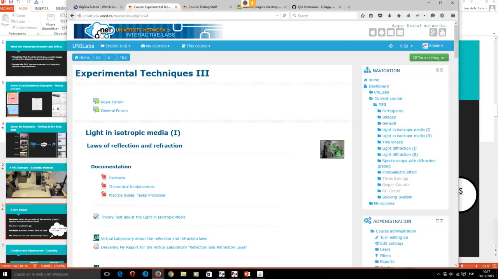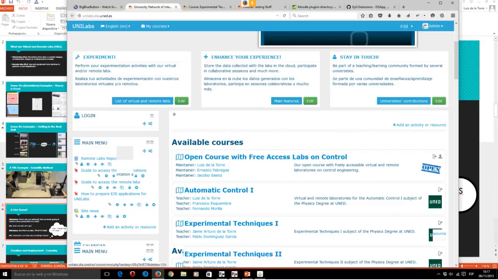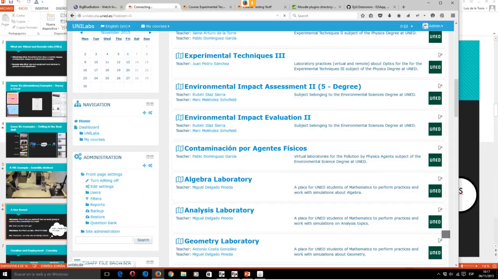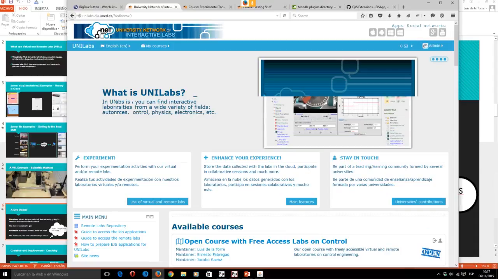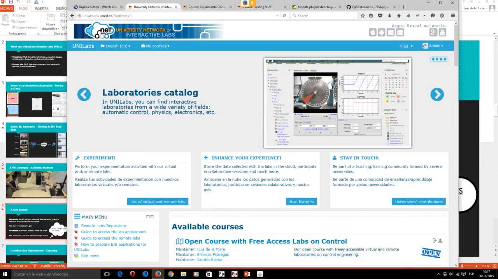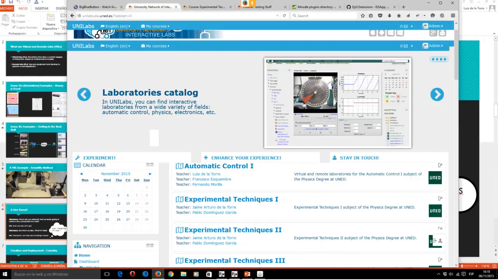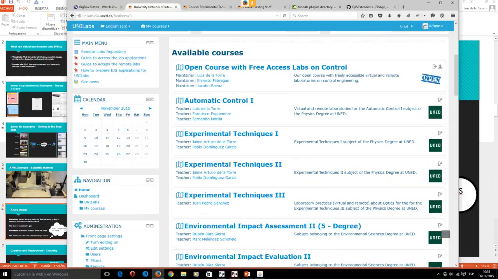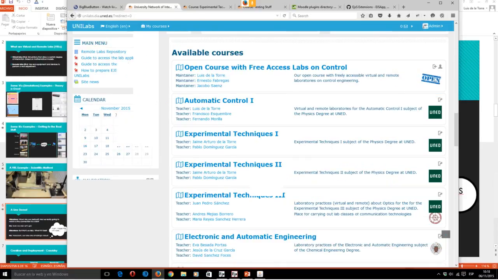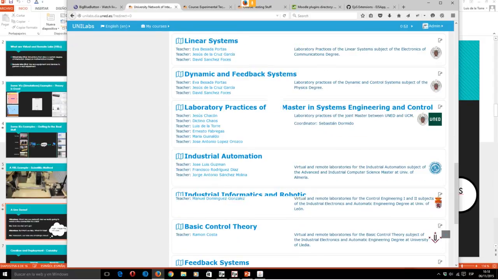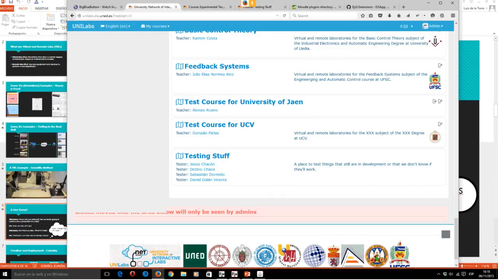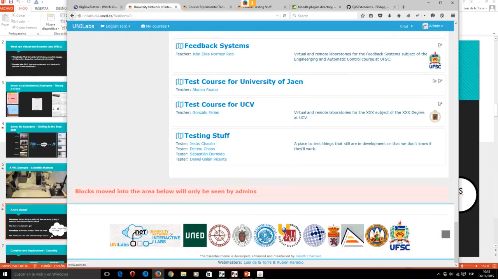Okay, so this is our Moodle website. Let me first go to the main page. Turn editing off. So yes, the visual thing is essential. You would have recognized it probably. We have called our site Unilabs, or University Network of Interactive Labs. And here we have a lot of courses, and not all of them are from UNED, not only from our university, but there are also some courses from other universities, such as the University of Huelva, Complutense University of Madrid, Universidad de Almería, and so on. And you have a list of universities involved in this network at the bottom.